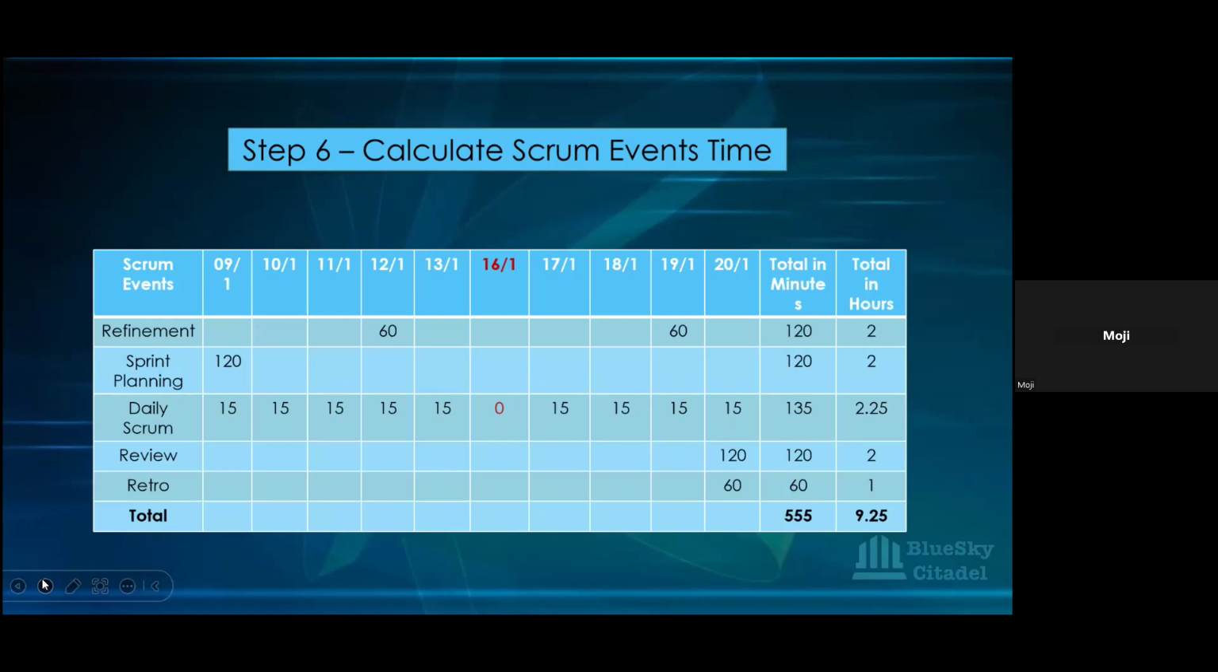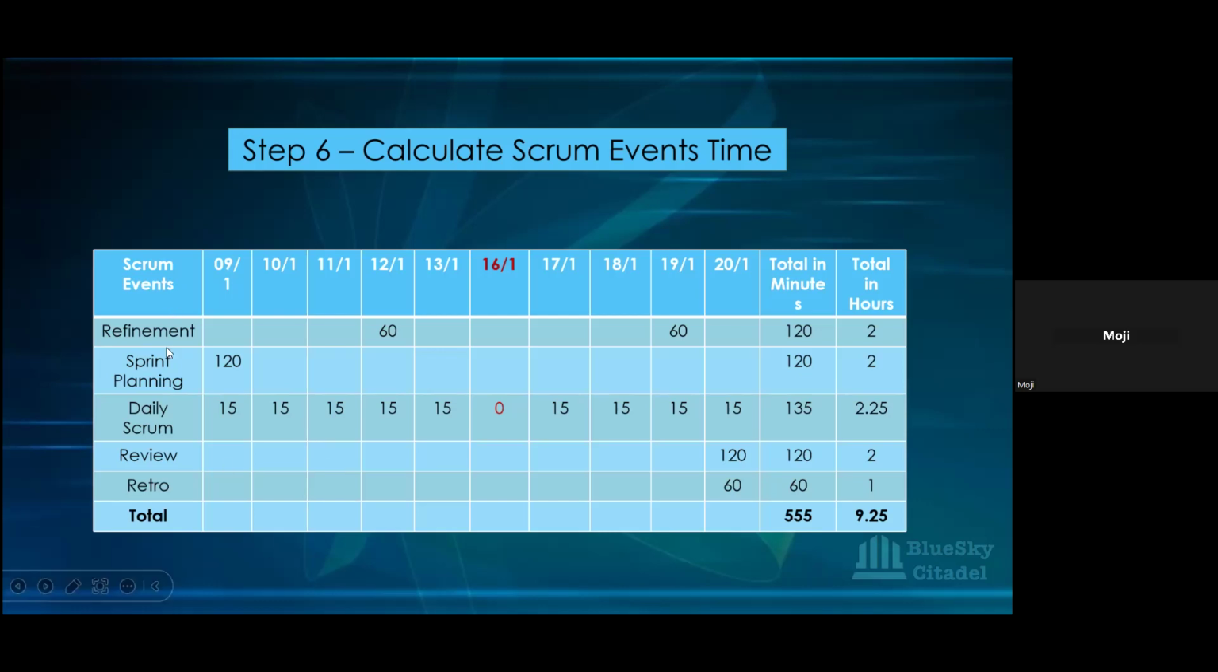And now we want to calculate the Scrum event times. Okay, so we've listed all the Scrum events here. We're looking at the number of hours we spend on each within the sprint and calculating that to know how many hours we need to remove again from the time that we have.